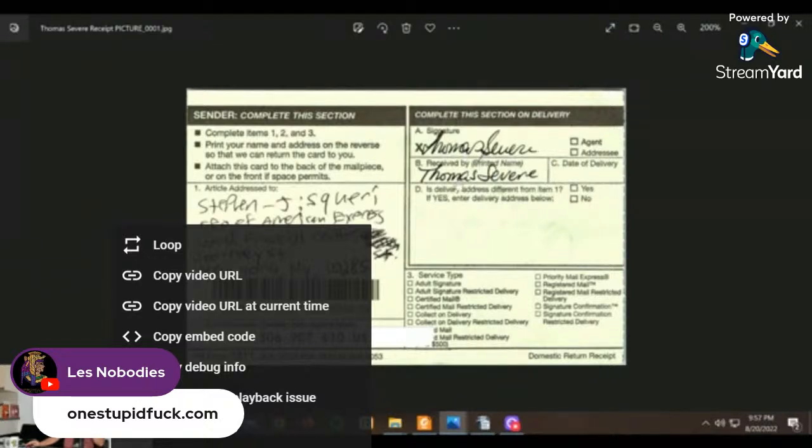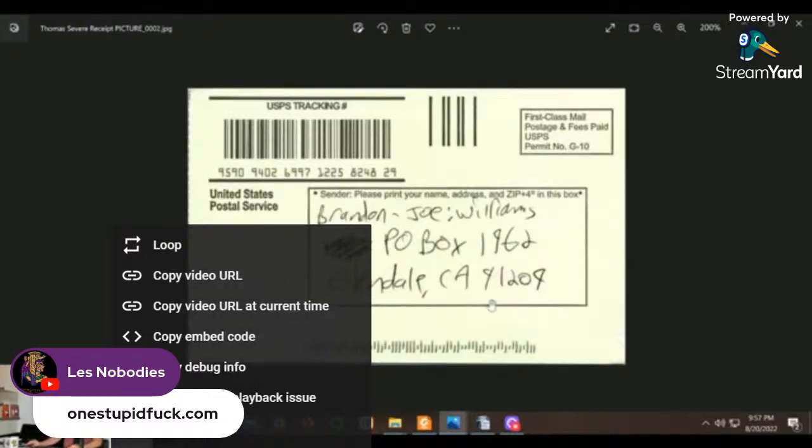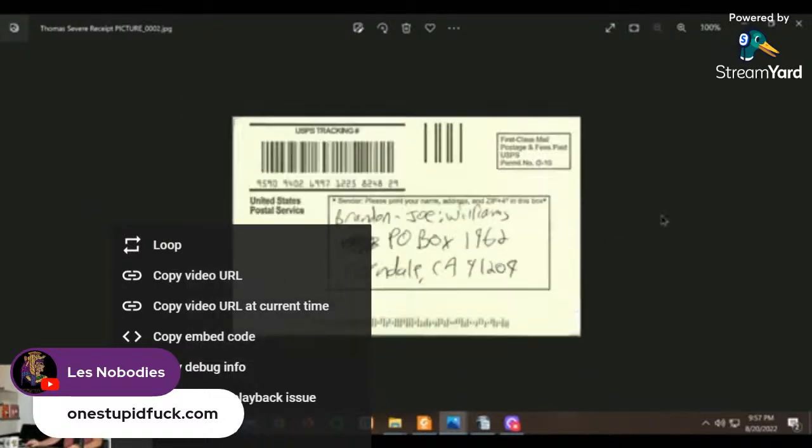Okay. So this guy, Thomas Sevier, he didn't check the checkbox for agent, but he should have, because he's an agent of Stephen J. Squeary, who's the CEO of American Express. And you can see that this is the back of the 3811 form. That's this form here, okay?